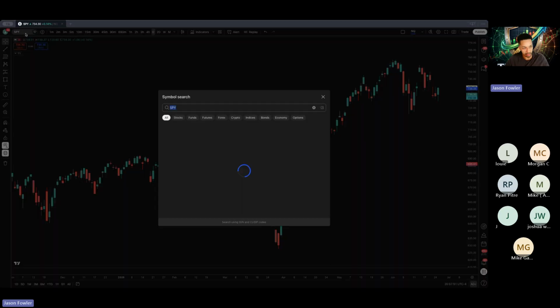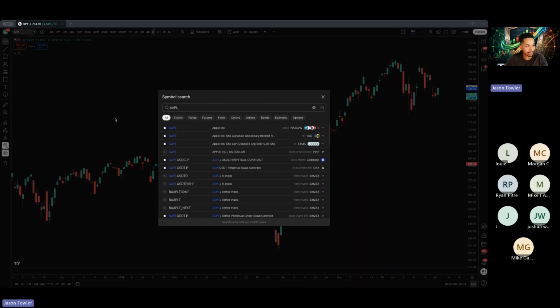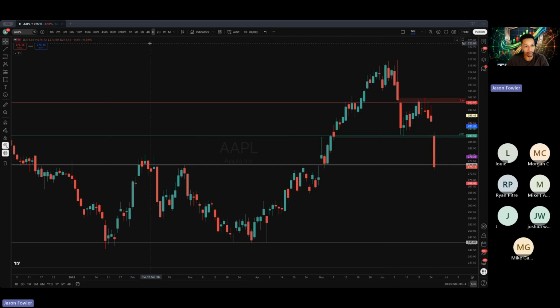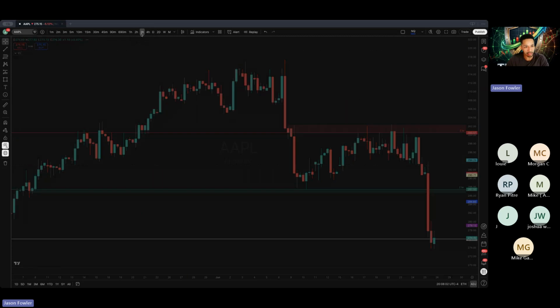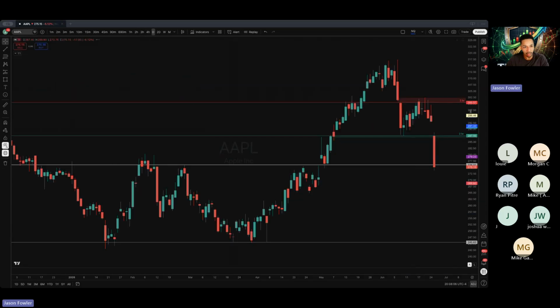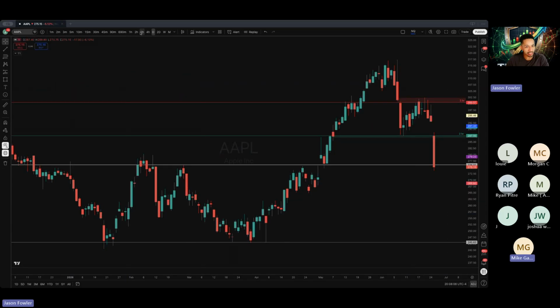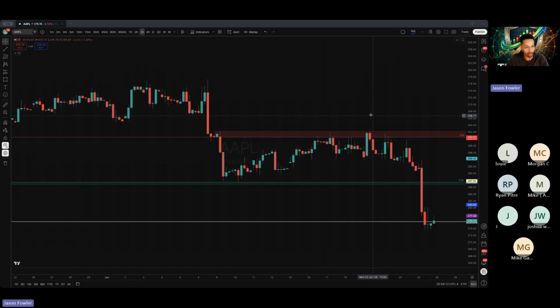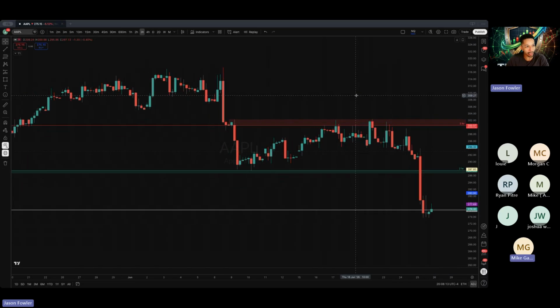SPY's a little messy. Let's see how Apple looks right now. Yeah, with Apple we had this zone that I drew the other day that worked. This is perfect. It's this 3 hour zone. So I'm just going to draw this here. Someone in the chat mentioned Apple being a good short opportunity, and I said yes, 300 is a psychological number. So I had that in mind, and there's 3 hour supply here, right?